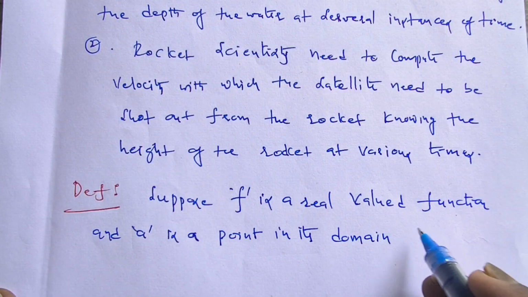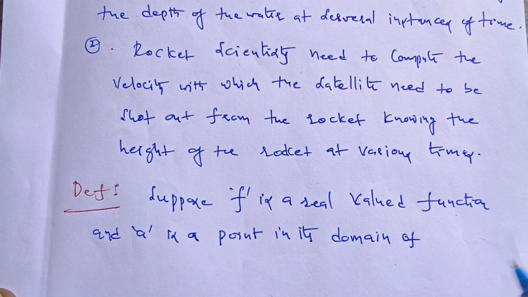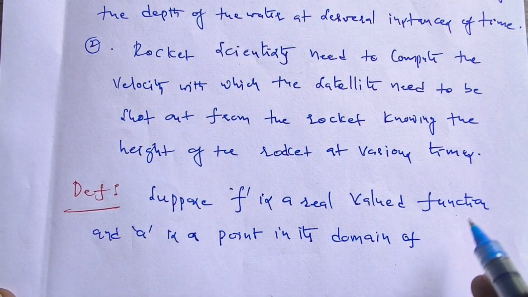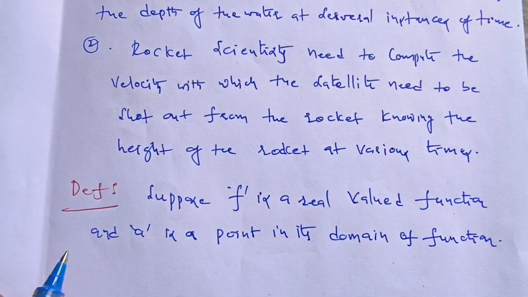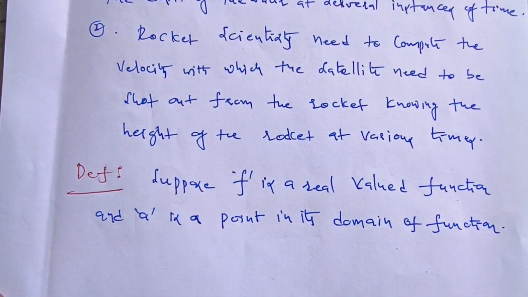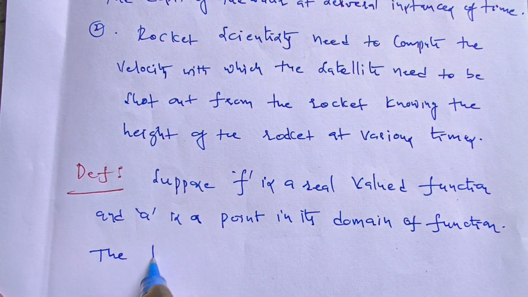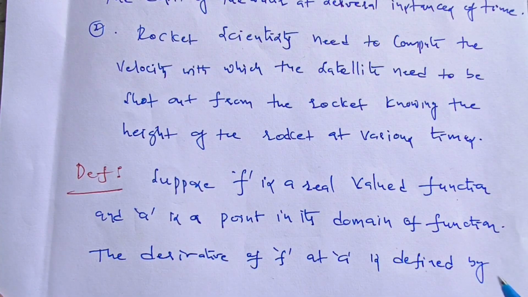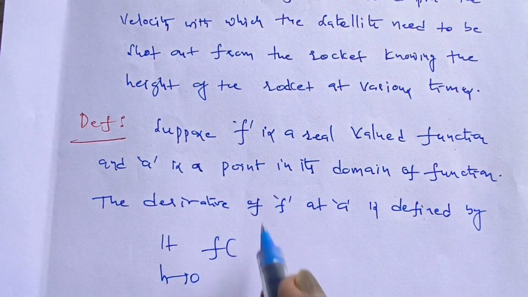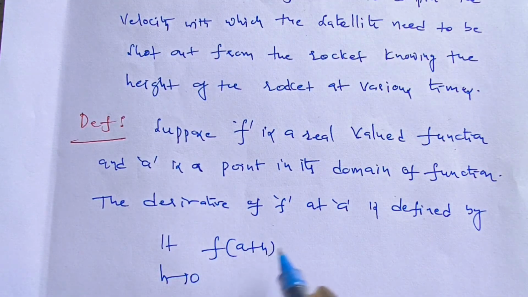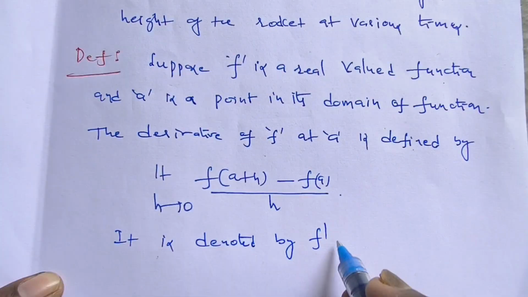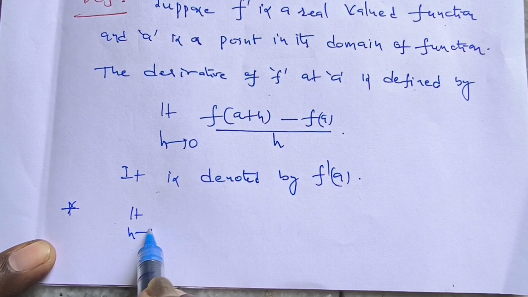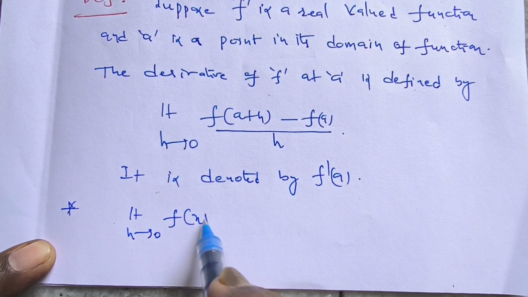Now the definition is: suppose f is a real valued function and a is any point in its domain. The derivative of the function f at a point a is defined as the limit, as h tends to 0, of f of a plus h minus f of a, divided by h. This is the derivative of the function at a, denoted by f dash of a.